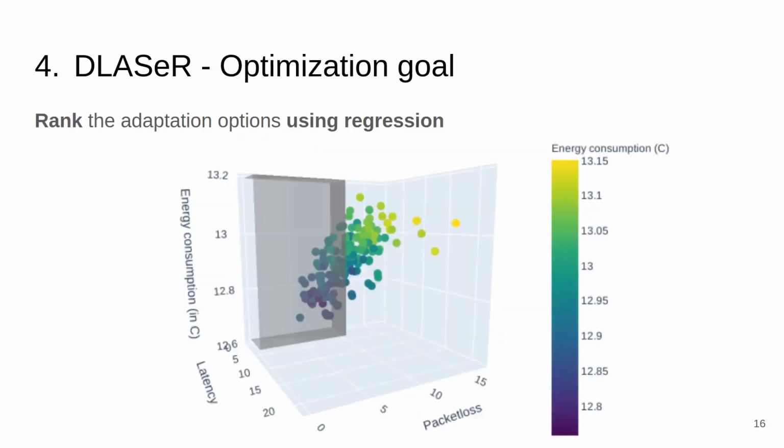And in order to tackle an optimization goal, we rank the adaptation options by means of the regressed values. So for the optimization goal, we maintain a regression deep neural network. Here, the ranking is used to enhance the decision making or the analysis process in self-adaptive systems.